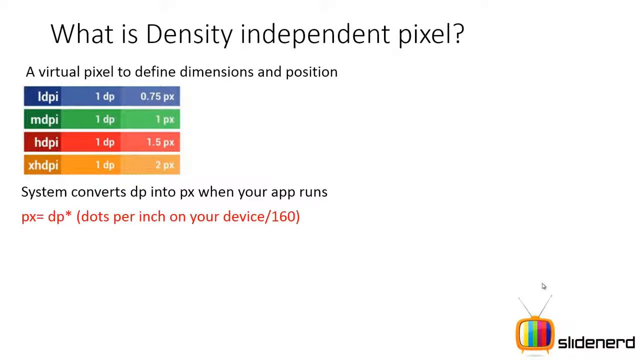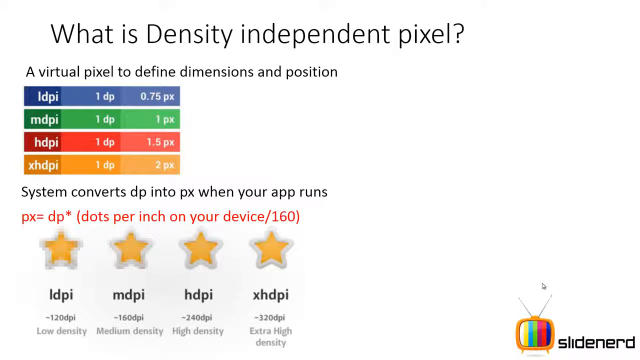So for that, this is the conversion that the system uses. It calculates the pixels out of your specified dp by multiplying that with the dots per inch on your device and dividing that by 160. Now let me talk about this. When you have an LDPI device, if you say 100 dp, it's going to be 100 times 120, that is the dots per inch on your device, divided by 160. For 160 dpi, you can easily see that the number of pixels and the number of dps are going to match, right? And for an HDPI, it's going to be 1.5 times. For an XHDPI, it's going to be 2 times.